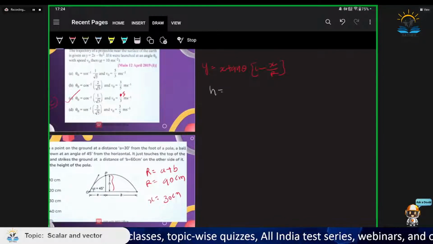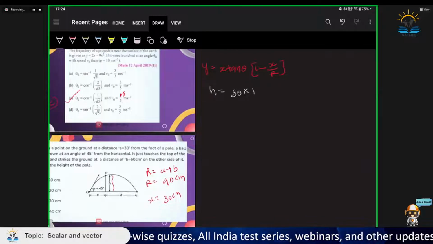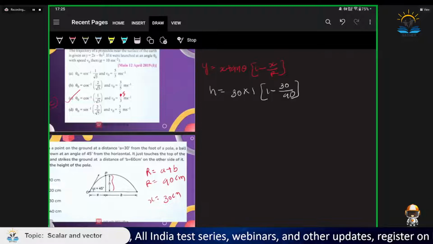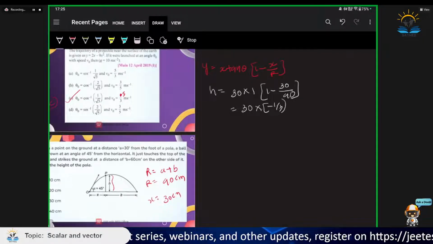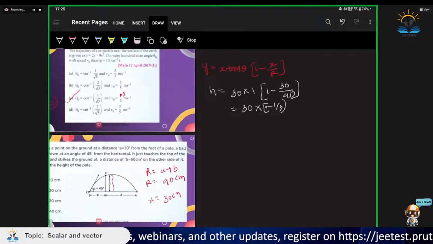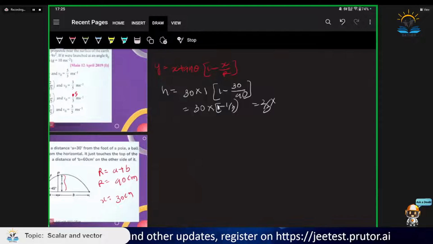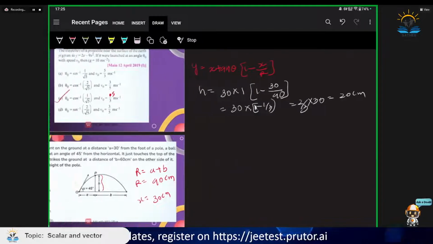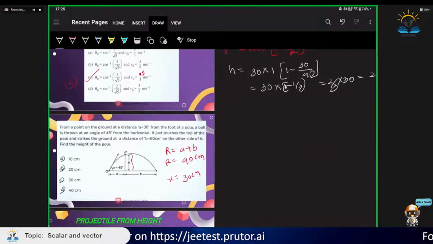So we can easily find out y, that is h equal to x is 30, tan 45 will be 1, into 1 minus 30 by 90. That is 30 into 1 minus 1 by 3. 1 minus 1 by 3 is 2 by 3. That is 2 by 3 into 30. That is 20 centimeter. So the height will be 20 centimeter. Okay.